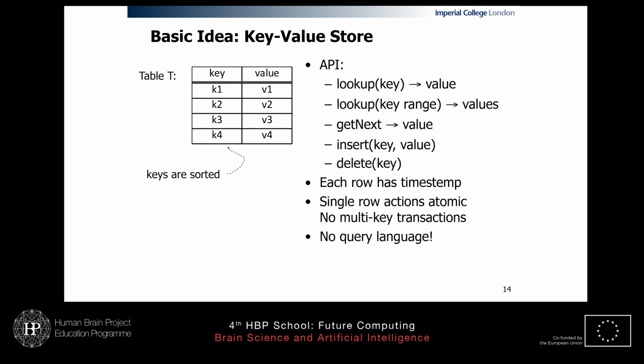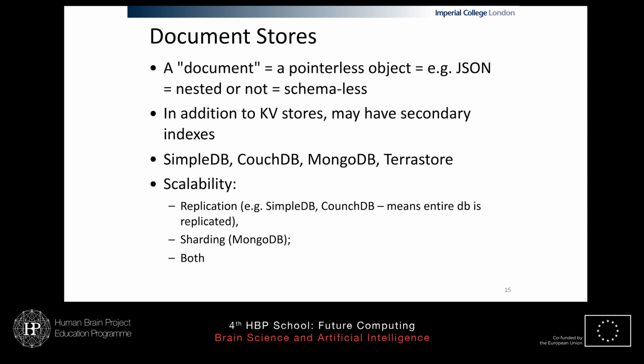Another NoSQL technology is document stores. The idea here is that we don't store tuples like we did in relational databases. What we do is we store documents, and these are JSON documents. That's essentially a way to structure data. I'll make an example on the next slide.